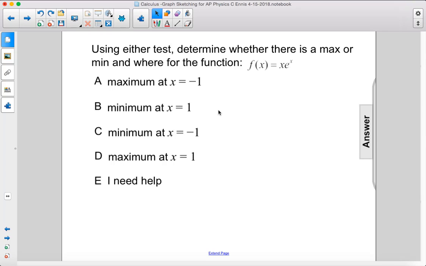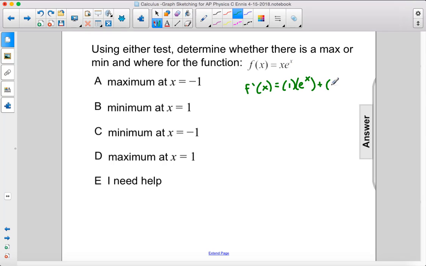Using either test, determine whether there's a max or min and where for the function. All right, so let's take the first derivative here. Using the product rule, we take the derivative of x, we get 1, and we're left with e to the x, plus x times the derivative of e to the x, which is e to the x. That equals e to the x plus x e to the x.